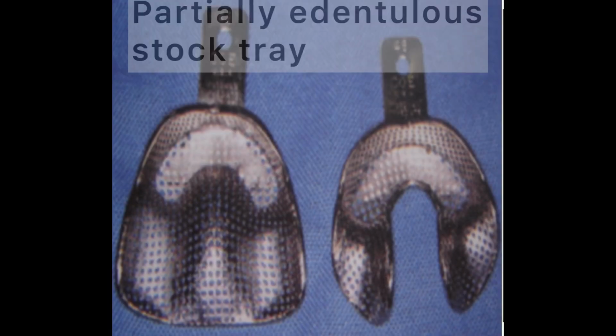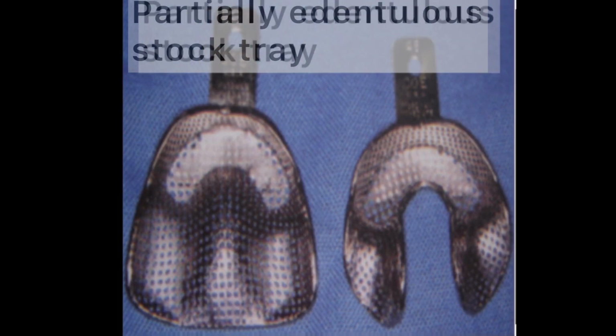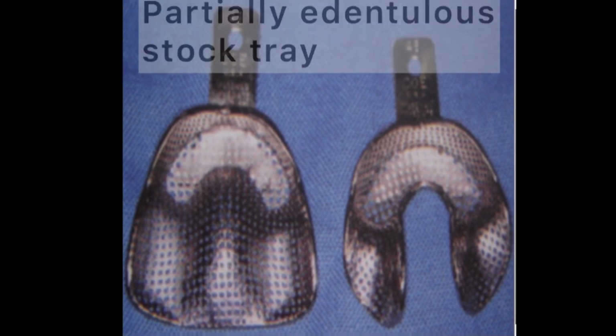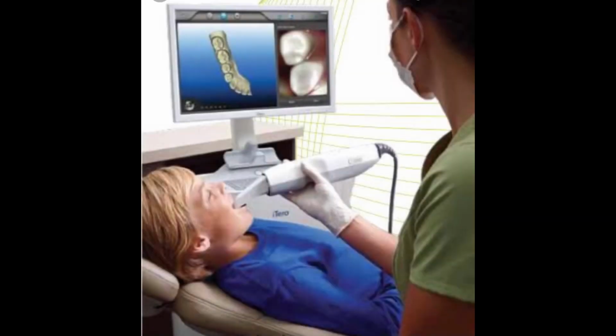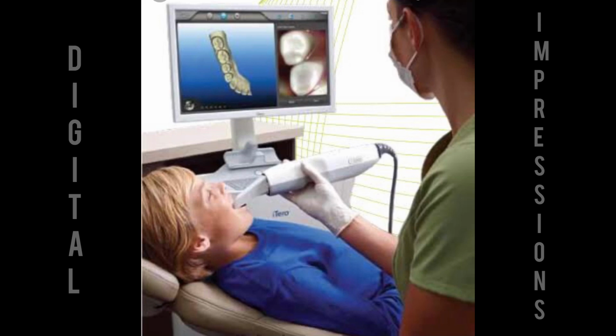Actually, I have never seen this tray, but there is a tray which can be used for partially edentulous mouth. That is, if anterior teeth are present and posterior teeth are missing, then these are the trays. It's a combo of edentulous and dentulous tray. Let's see the recent innovation in this field of impression making. The most accurate impression is made actually without using any of the trays I've been talking about so far.